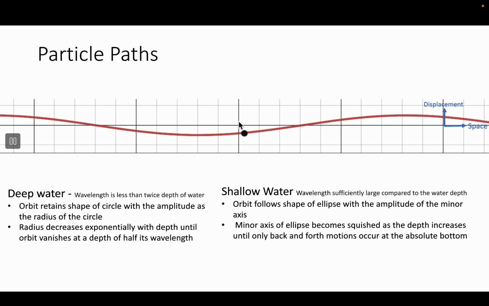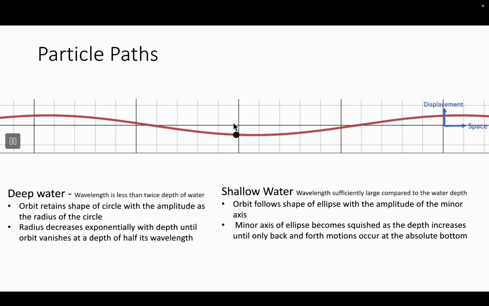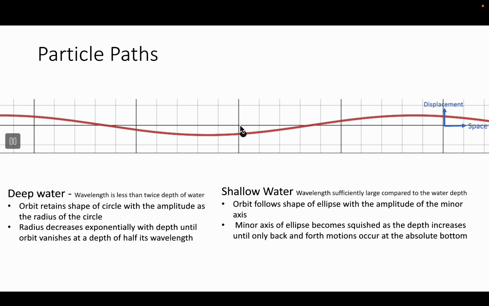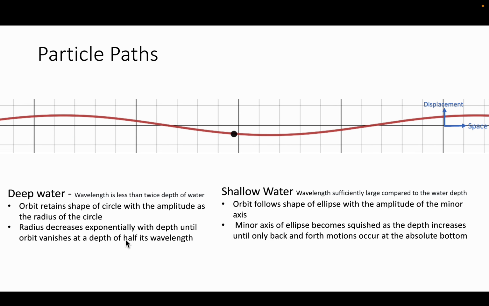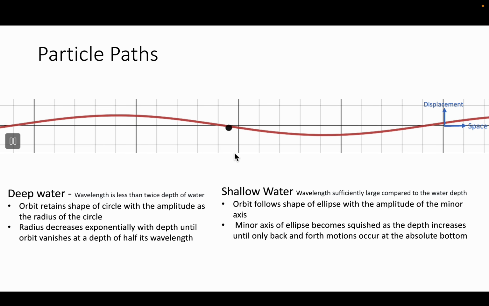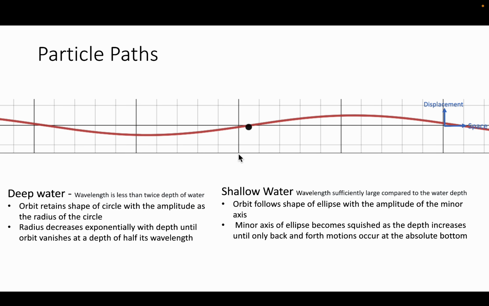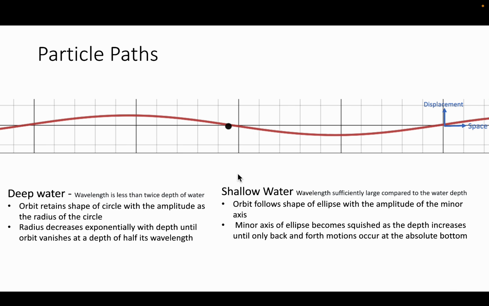So here we have on the surface of the water, this represents the particle, and it's going in an orbit. And then as you go down, according to this bullet right here, this orbit is going to decrease in size. So it's going to become really small like this. And at the very bottom, it's going to cease to exist. You won't notice it at all.